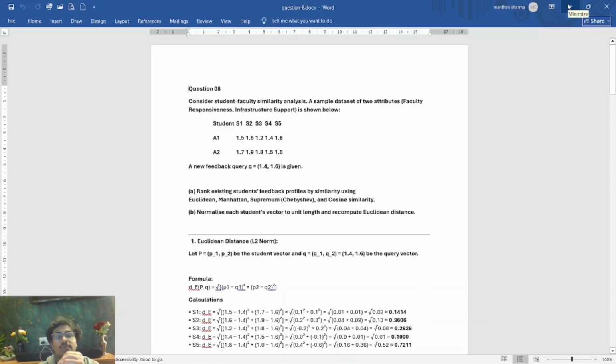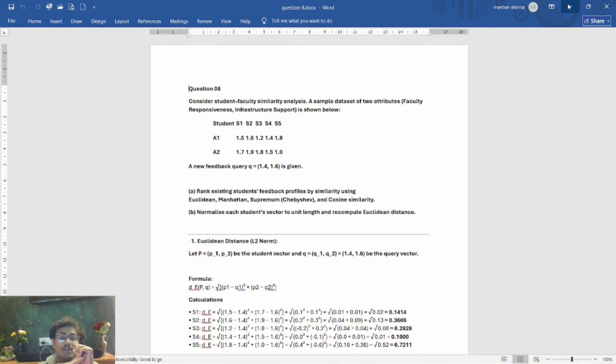We are going to do question number 8. Here we have two tables, and we have to find which students are more similar to a new feedback query. We will use Euclidean, Manhattan, Chebyshev and cosine similarity. Then we will normalize the vector and recompute the Euclidean distance.